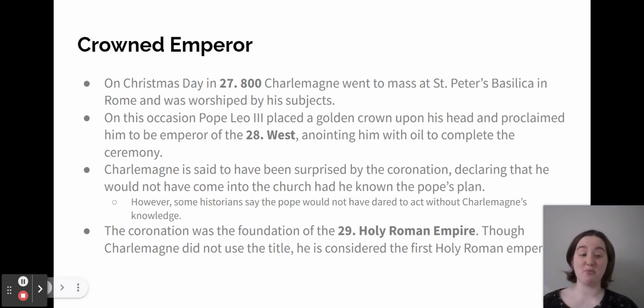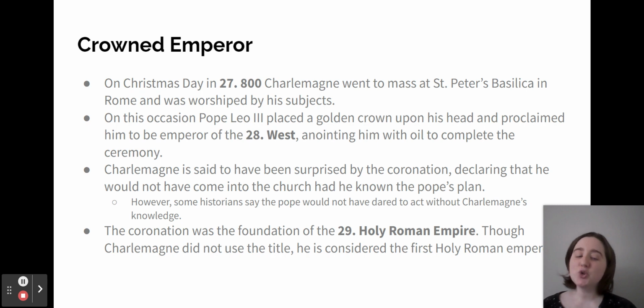Finally, he was crowned emperor. On Christmas Day, in the year 800, Charlemagne went to Mass at St. Peter's Basilica in Rome and was worshipped by his subjects. On this occasion, Pope Leo III placed a gold crown on his head and proclaimed him to be the Emperor of the West, anointing him with oil to complete the ceremony.